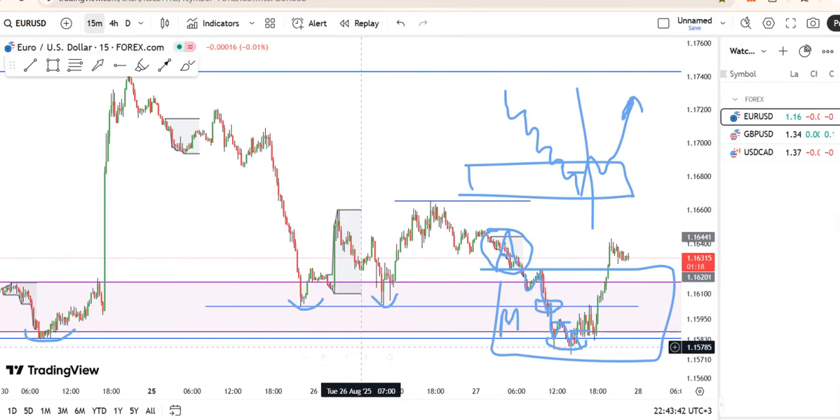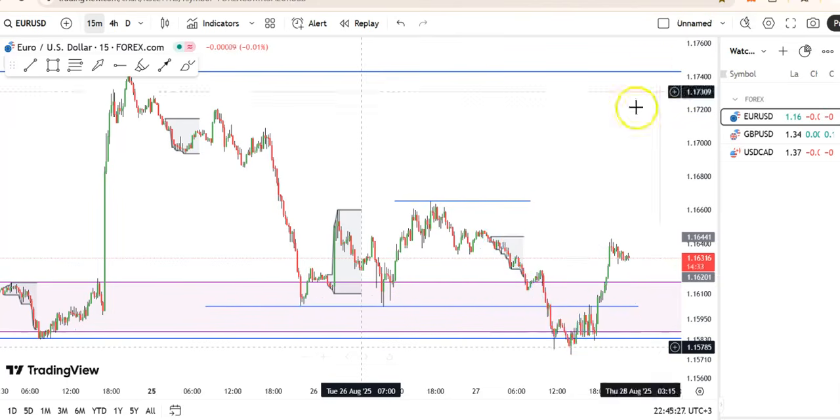And this is exactly what happened in the New York session. So this was our manipulation, and then we got a change of the structure to trade this distribution phase to the upside. In this case, we have accumulation, manipulation, and then distribution.